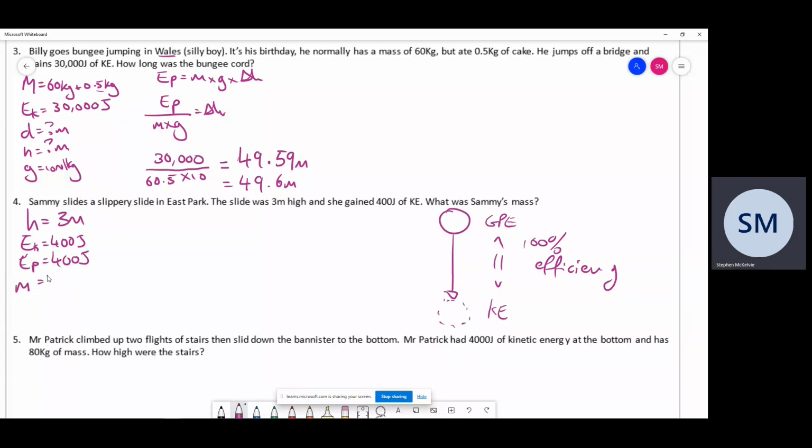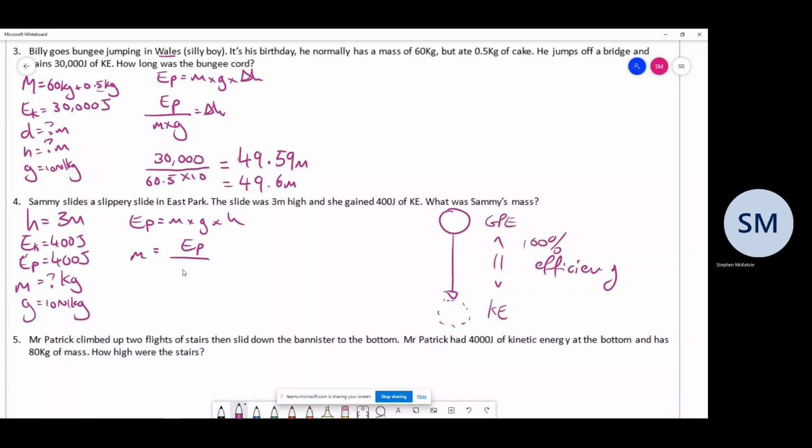It's asking for her mass in kilograms. And don't forget, East Park is on Earth, so gravity is 10 newtons per kilogram. Rearrange this for mass. Mass is equal to 400 over 10 times 3. Mass is equal to 13 1/3. Wow, okay. Sammy is tiny.